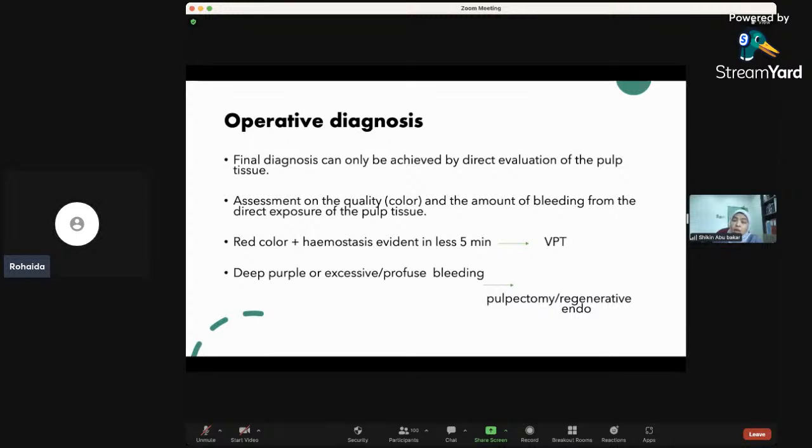But if you keep cutting the pulp tissue and you can't get hemostasis, or you see the color is a deep purple, which normally we're not happy with, then it shows that the tooth could be heading towards becoming non-vital. When it comes to this, the option we have is non-vital pulp treatment, by means of either pulpectomy or regenerative endodontics for incomplete root formation, or, for complete root formation, conventional root canal treatment.